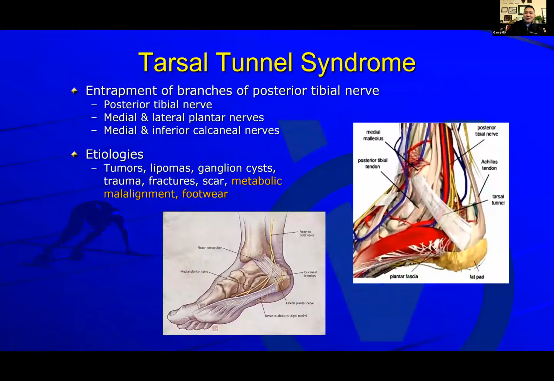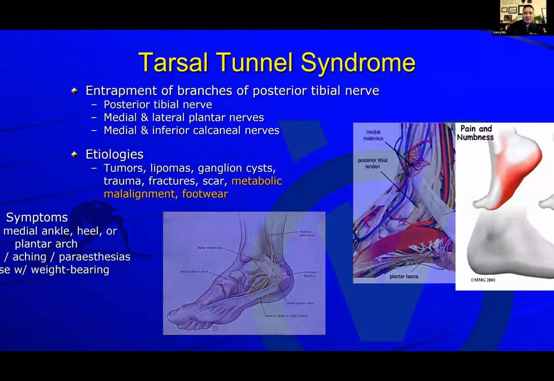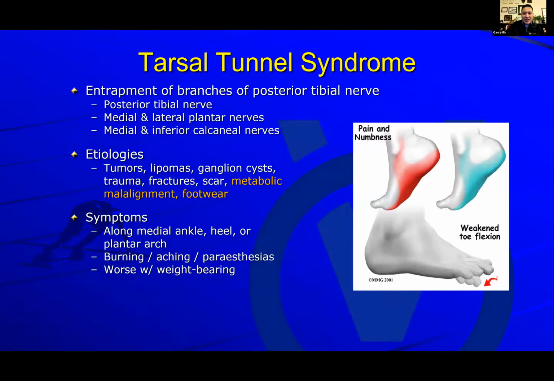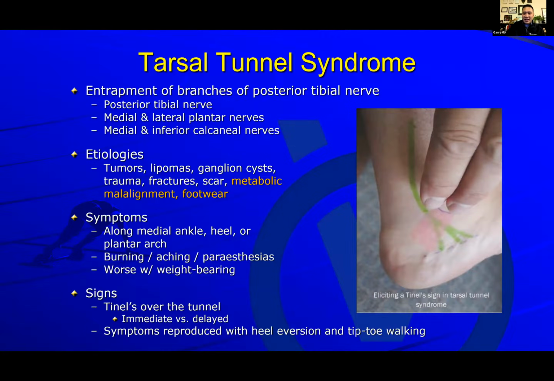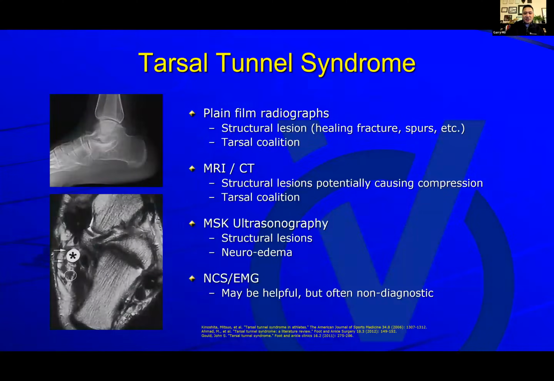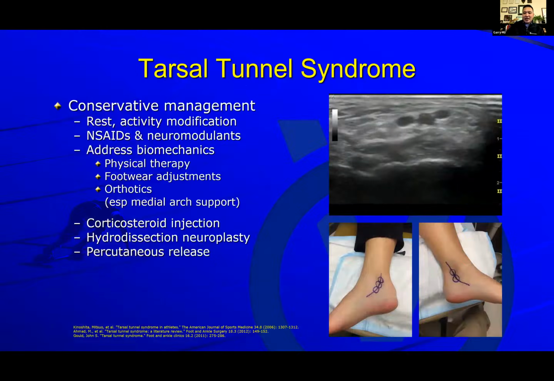And the last nerve entrapment we'll talk about is tarsal tunnel syndrome, and this is really analogous to carpal tunnel in the wrist. It's compression of the tibial nerve or its branches, and it's prone to metabolic insults as well as footwear mechanics. People will have pain and symptoms along the medial ankle to the bottom of the foot and plantar arch. It's tingling, burning, worse with weight bearing, so that's a clue. You can get a positive Tinel's here. As far as testing, you can get diagnostic testing with MRIs and EMGs, and ultrasound can be helpful, but it's primarily a clinical diagnosis.